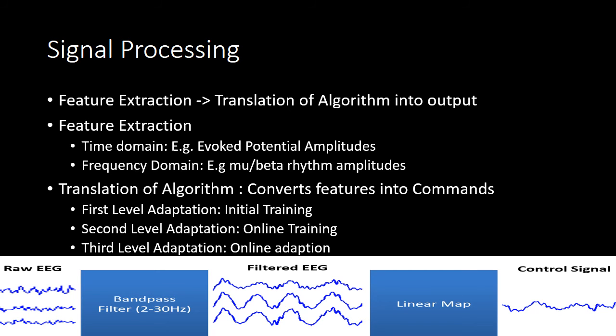Now let's focus on the algorithms. The algorithms convert the features into the commands. So an efficient algorithm should consider the three levels of adaptation. First, when the user first accesses the BCI, the algorithm should take into account the user's EEG characteristics, because each brain has a little bit different EEG response to same signals. So that is why each algorithm should take into account this consideration.